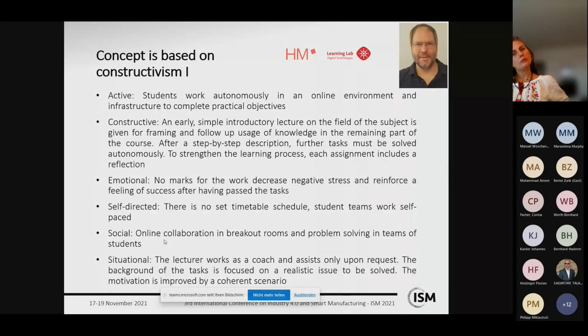Then we have an emotional dimension. So we all know if there are emotions involved, usually people are better and more motivated, and also the learning success is higher by and large. One way of making sure people do not have negative stress: we decided not to give any marks for the workshop, so they won't be marked afterwards. And we have a lot of smaller tasks they can do within a certain time frame fairly easily if they work on that constructively together. And so they have a feeling of success, which raises motivation and good feelings.